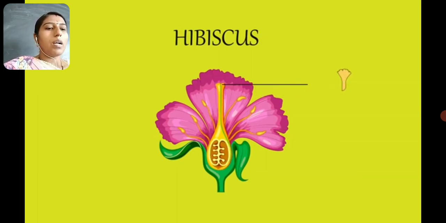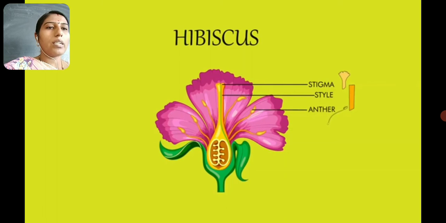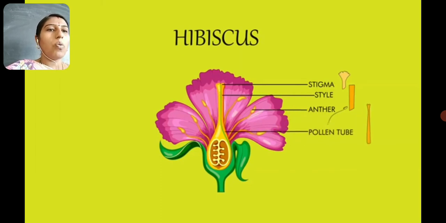So this part is the stigma. Yes, this is part of the gynoecium. Next to that is the style. Next, this yellow colored dot present there is the anther. After that, the pollen tube is there. Down from that, you can observe here.